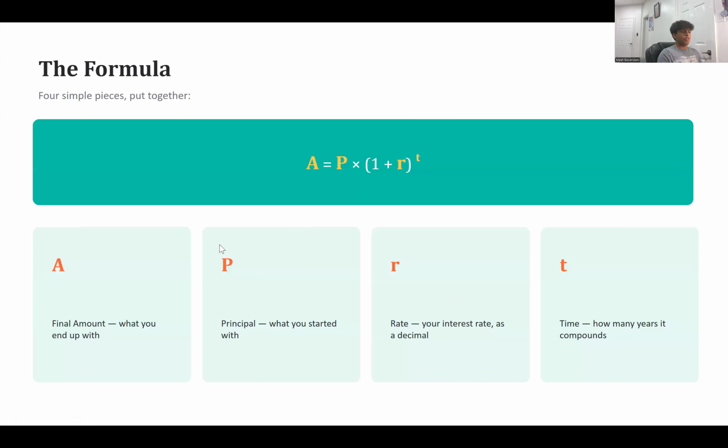All right, next we go to the formula. Here's the formula. A equals P times (1 plus R) raised to the power of T. All right, so let's break that down. A is the final amount, what you end up with. P is the principal, what you started with. R is your rate of interest, written as a decimal, like 0.10 for 10%. And T is time, which is how many years it compounds. Don't worry about the exponent looking scary. We're about to plug in real numbers and then it'll click immediately.